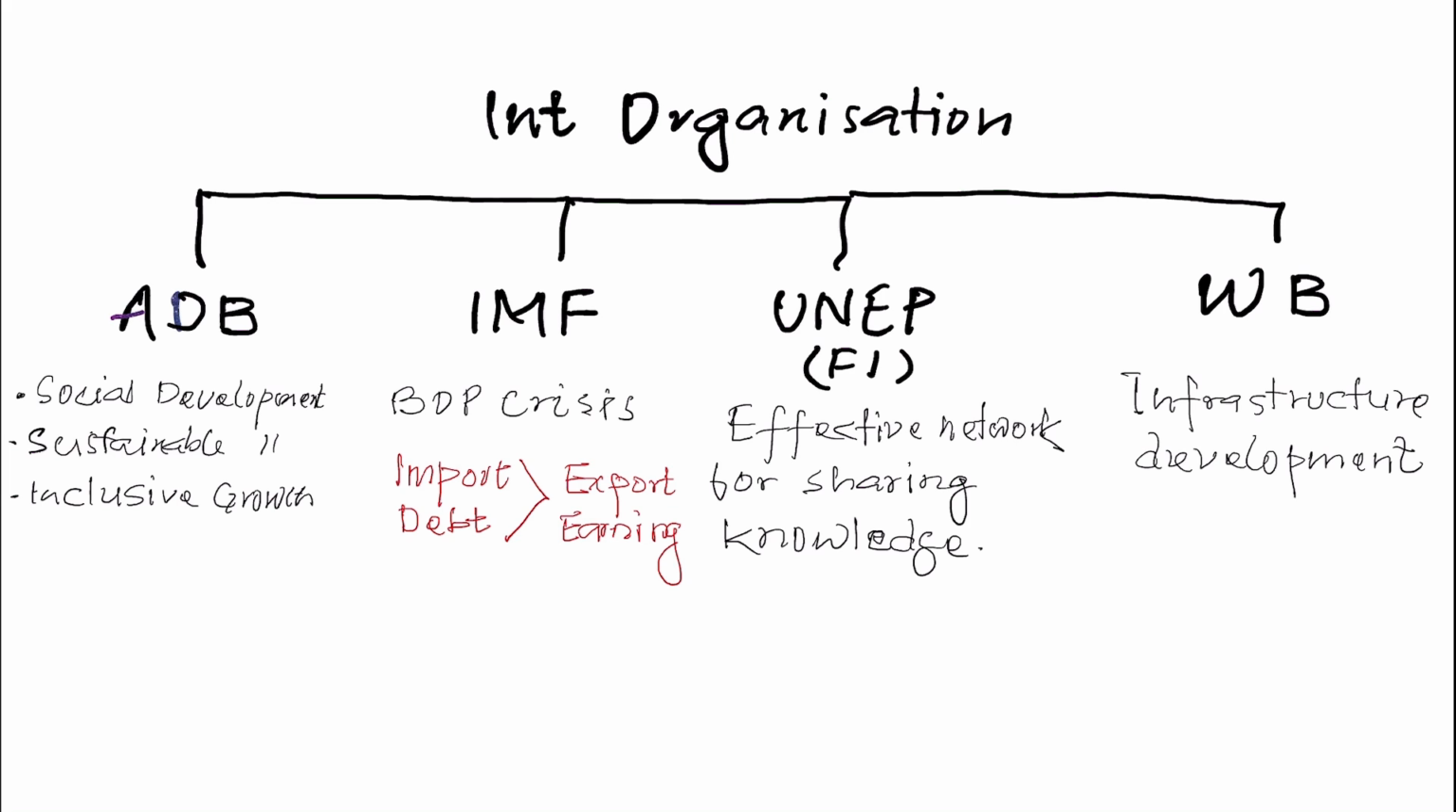Now UNEP extends loans to support an effective network for sharing knowledge so that they can make public policy to support the environment and conserve the ecosystem. Now World Bank earlier was to support the infrastructure development of war-ruined countries. Now it extends loans for infrastructure development in developing countries. So altogether, if you see, IMF is the only institution in this group which extends loans on a short-term basis.